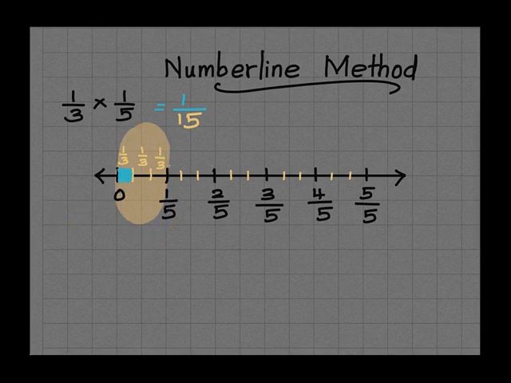Okay, so when we get such a question, we just multiply the numerators. 1 times 1 is 1, and 3 times 5 is 15. We just multiply the denominators. How did we get 15 in the denominator? The 15 comes because there are 15 one-thirds in the whole number line.